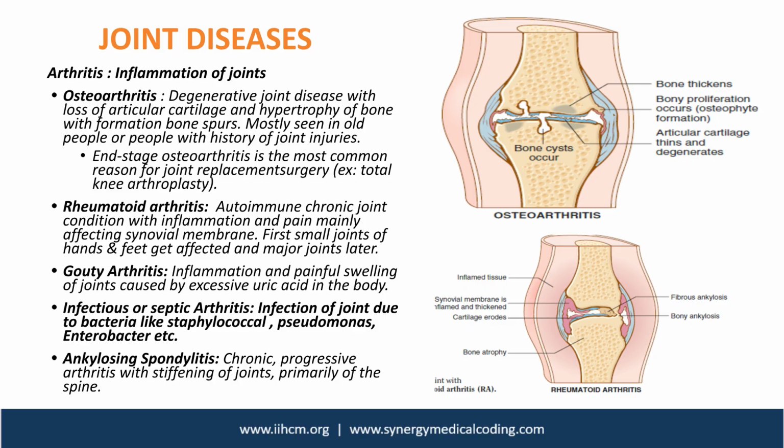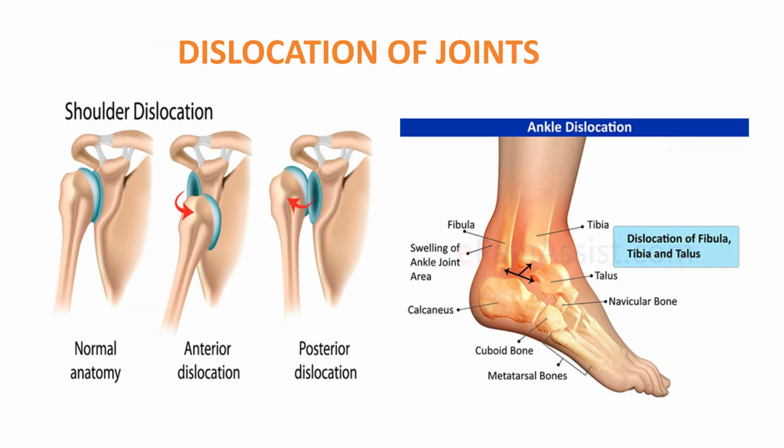Joint diseases, or arthritis, refer to the inflammation of joints. This includes osteoarthritis, rheumatoid arthritis, gouty arthritis, infectious arthritis, and ankylosing spondylitis. Dislocation of joints occurs when the bones forming a joint are forced out of their normal alignment. Examples include dislocations of the shoulder and hip joints.